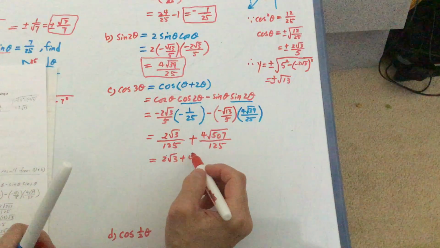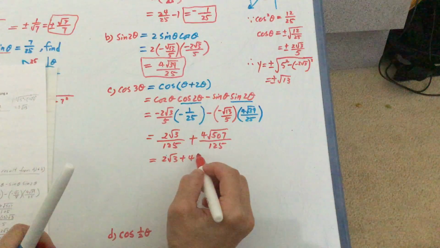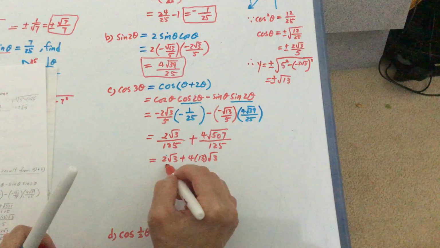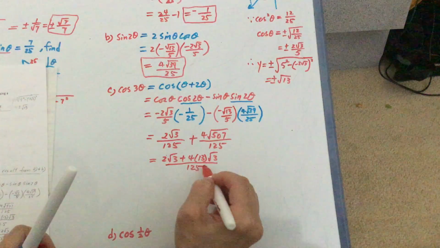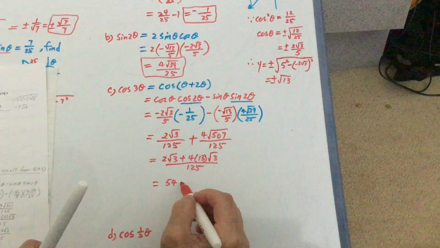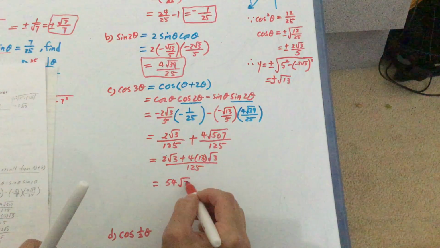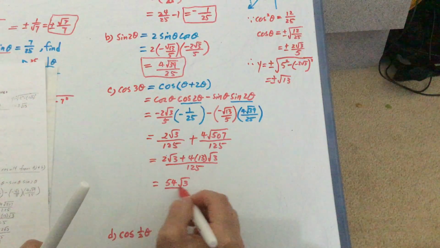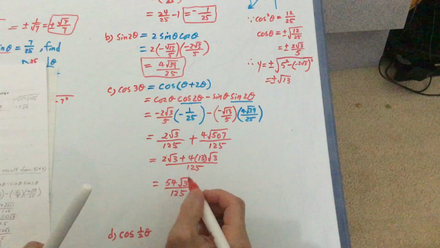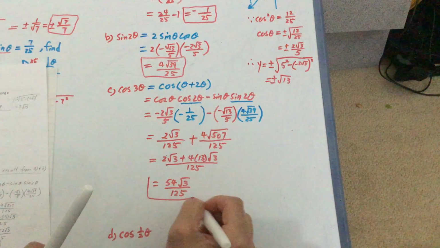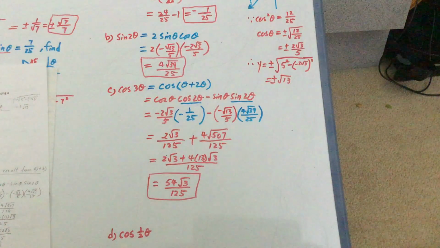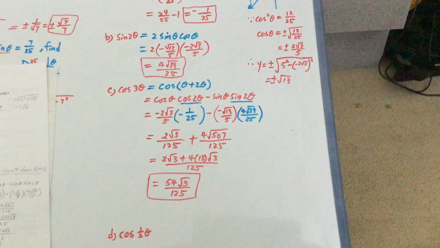Okay, so this can go further. Times this is going to be a 13, this is a root 3, and everything over 125. So finally my answer is going to be 54 root 3, because you have root 3 as a like term, so you can add them, all over 125. And I don't think this is reducible further, so this is going to be your final answer for part C.